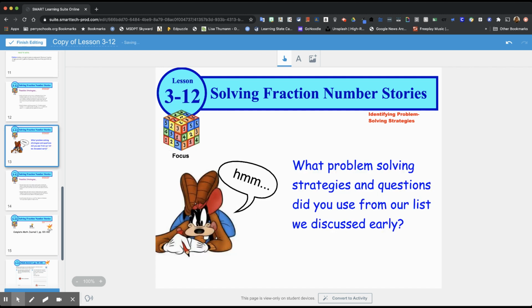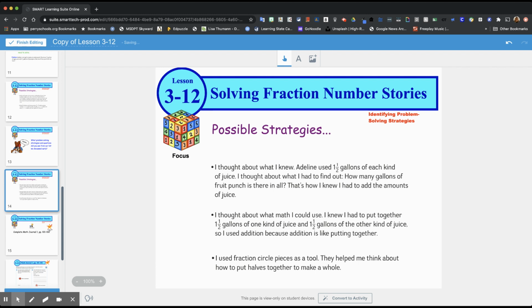So, what problem-solving strategies and questions did you use from our list we discussed earlier? Answer that to yourself. What did you do? Hopefully, maybe you thought about what you knew. Maybe you knew Adeline used 1.5 gallons of each. So then you thought about what maybe you had to find. You had to find how many gallons there were in all. That's what I did. You could have thought about what math you could use, knowing that you put together 1.5 gallons of one kind of juice and 1.5 gallons of the other.